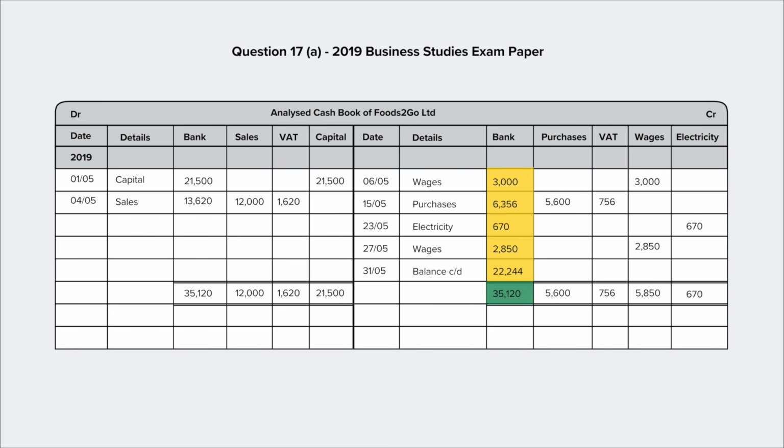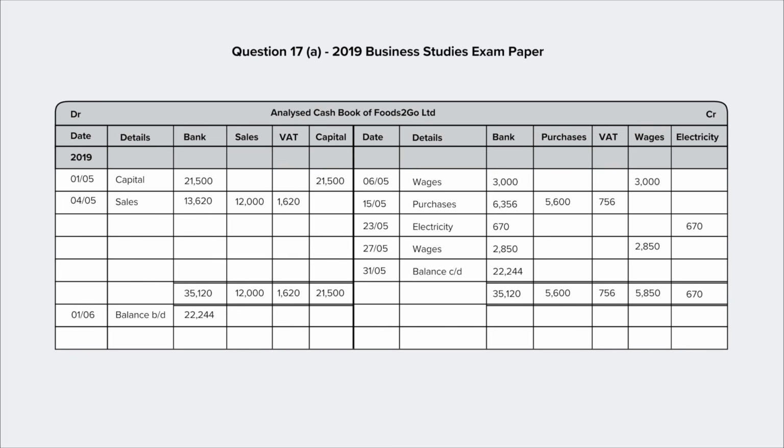€22,244. So this will again now swap sides and come down to the debit side, as this is our starting cash available for the next period. In other words, what we're going to be starting June with. So with that done, that's how we complete the cash book element of the question.